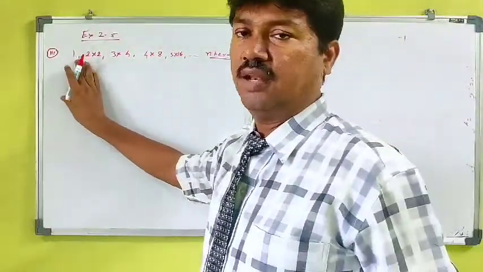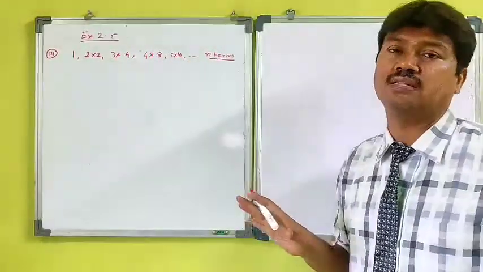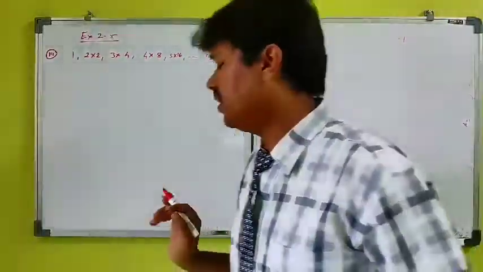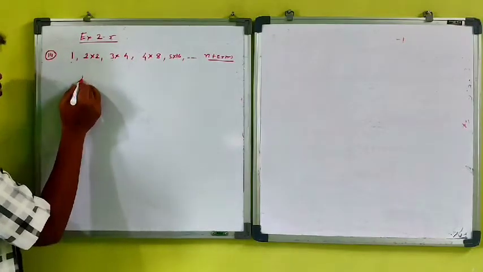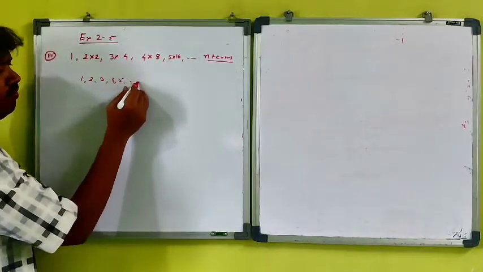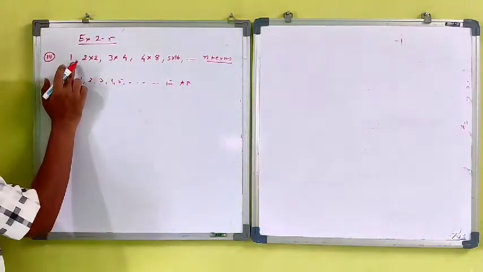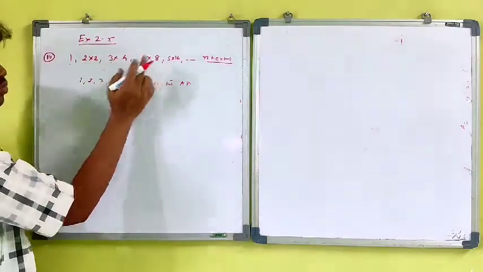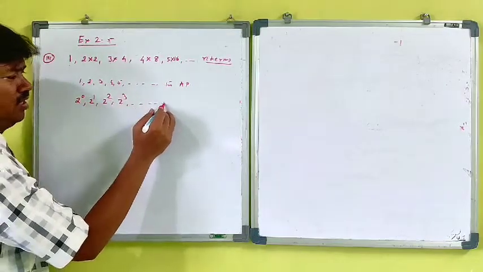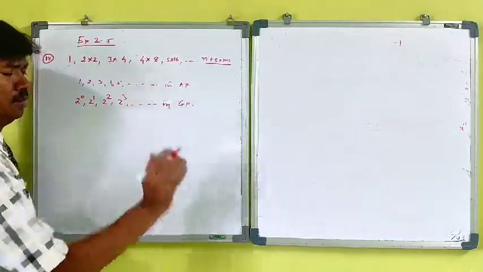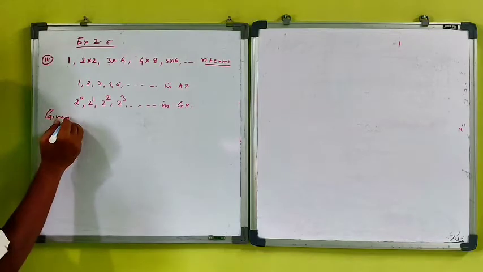So 1 as it is, then 2 into 2, 3 into 4, 4 into 8, 5 into 16. The question is to find the sum of n terms. Now, observe the first numbers: 1, 2, 3, 4, 5 are in arithmetic progression. The next numbers are 2 raised to 0, 2 raised to 1, 2 square, 2 cube, which are in geometric progression.